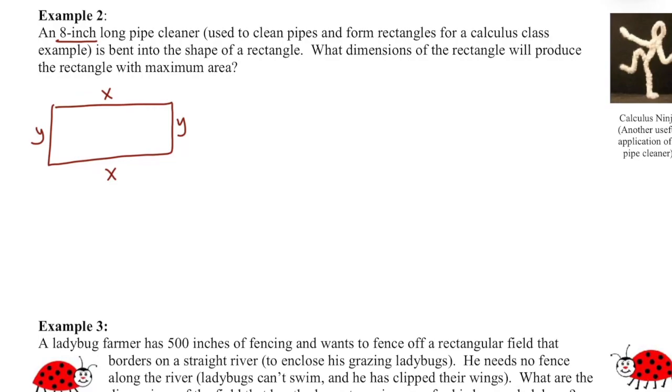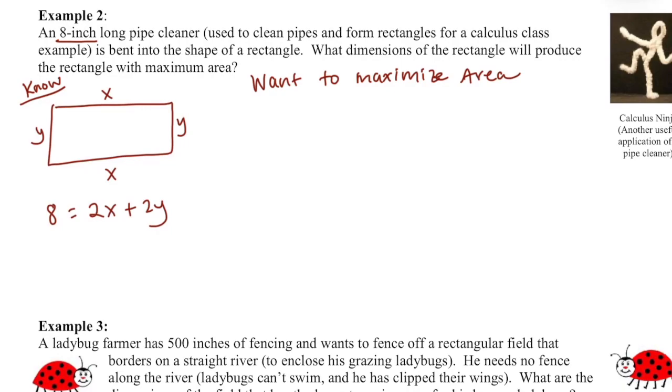One thing that I know is since I only have 8 inches of pipe cleaner, I basically know that the perimeter of this rectangle, so 2x plus 2y, is going to equal 8. So this is all the stuff that I know. And that's about it. But the question is asking what dimensions of the rectangle will produce the rectangle with a maximum area. So I want to maximize the area. So that is what I'm eventually going to take the derivative of.